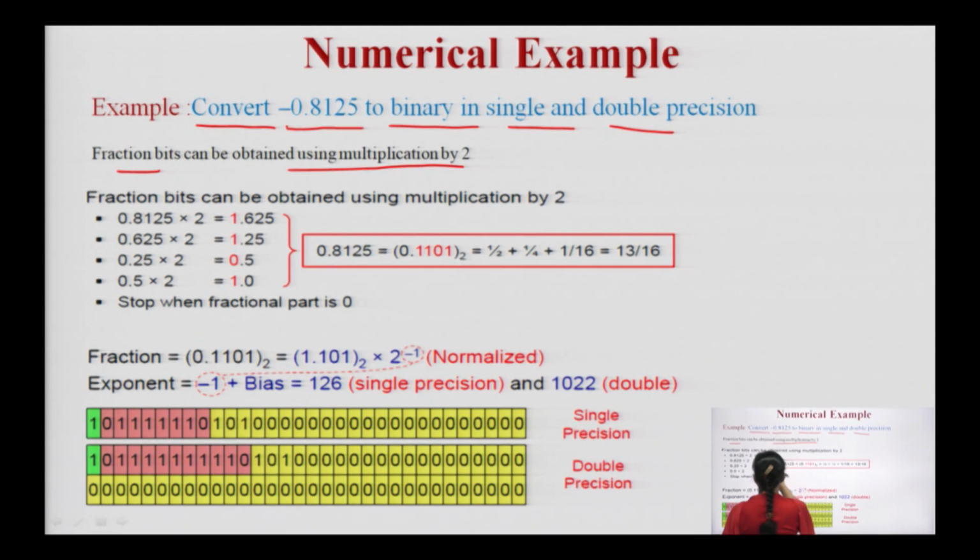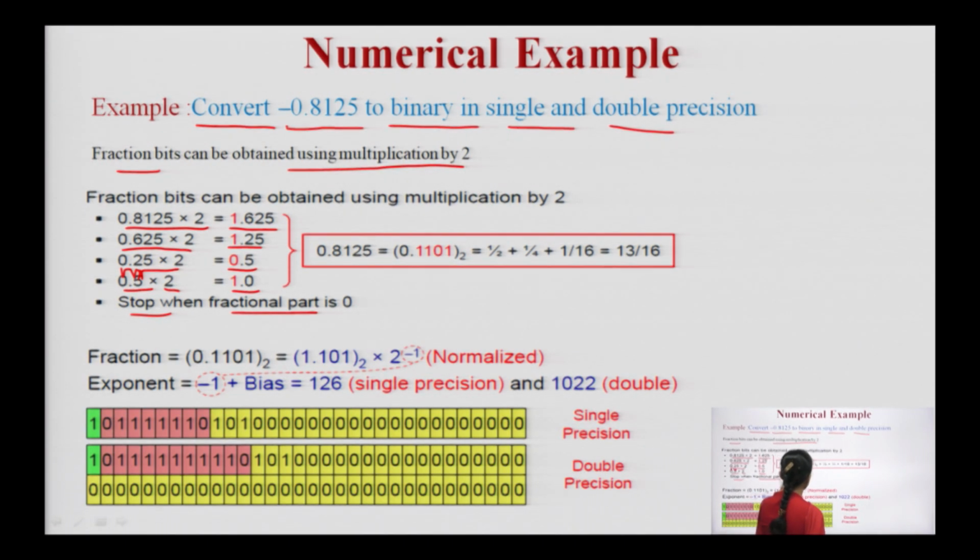So, 0.8125 is multiplied by 2 and gives us the value 1.625. This 1 we save; 0.625 is again multiplied by 2, we get 1.25. Again this 1 is saved, 0.25 into 2 gives 0.5. This 0 is saved, 0.5 times 2 gives 1. We will stop here when we get 0 in our fractional part.